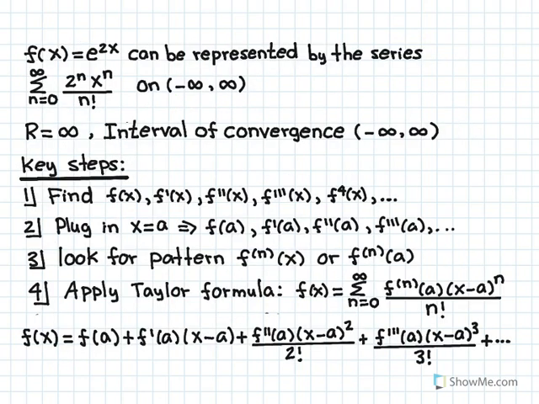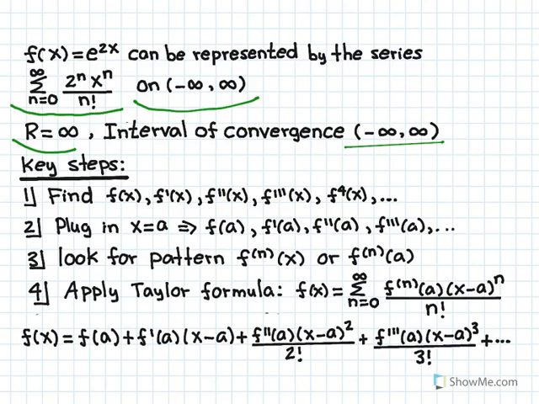So let's review. The function f of x equals e to the power of 2x can be represented by the series, the summation n equals 0 to infinity of 2 to the power of n, x to the power of n, divided by n factorial, for all values of x from minus infinity to infinity. The radius of convergence is infinity. The interval of convergence is from minus infinity to infinity.